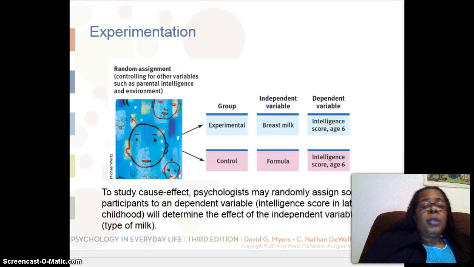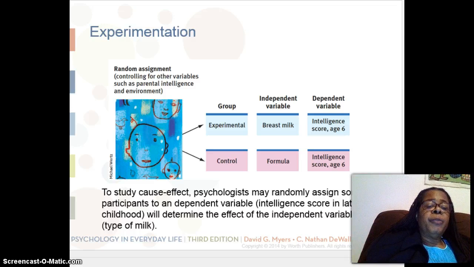So if we look at a particular situation, this might make it easier to understand some of the things I've been talking about. So let's say that a researcher is interested in the impact of breast milk on later intelligence scores. What would happen is they would have two groups of infants, one group that is actually receiving breast milk, and the other group perhaps receiving just formula.